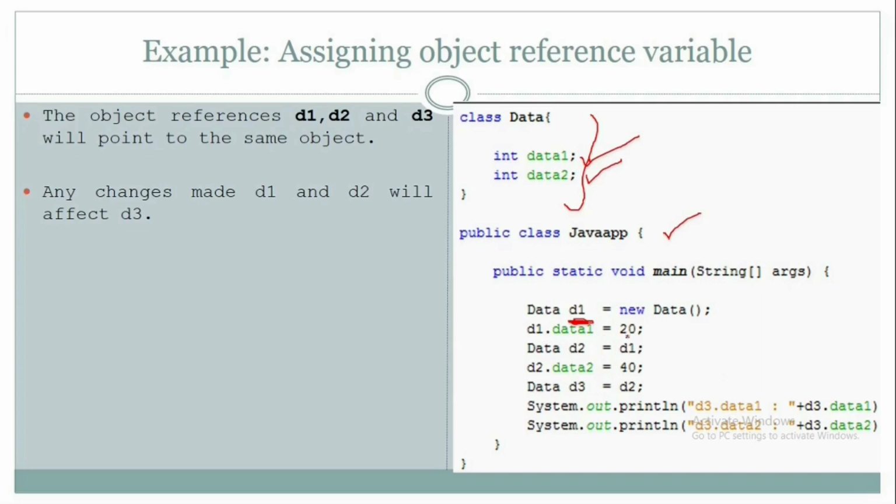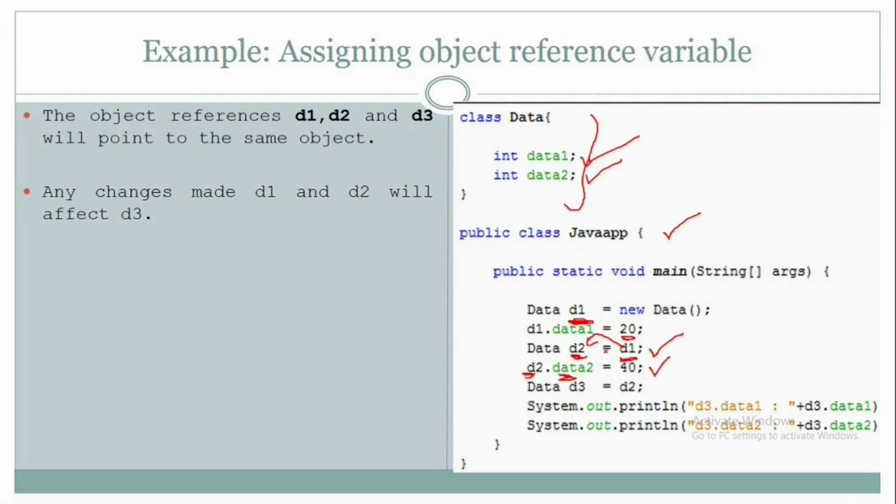Now as you can see here, the value 20 will be initialized to the data1 of object d1. And now look at here. In this third line, we'll be assigning the value of an object to a reference variable. Here d2 is a reference variable. d2 is not an object. Here we are just assigning the value of d1 to d2. Here d1 and d2 will be pointing towards the same object. Now using d2, we'll be initializing the data member data2, that is 40. The value 40 will be initialized to data2.